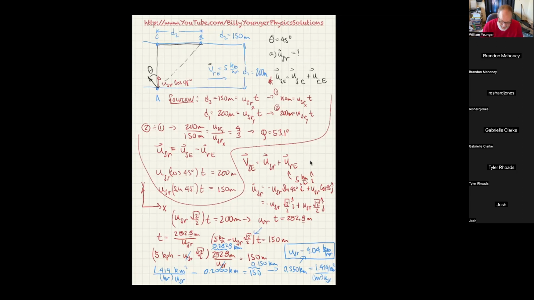Now, at the same time, I needed that same period of time, the time required for me to go the 150 meters from C to B, in other words, parallel to C to B. I needed to cross the river in that same amount of time. So that allowed me to take the USR times the cosine of 45 degrees, which is square root 2 over 2, multiply that by T, and that gives me the 200 meters. And then I solved that one for the y direction. I solved that for T and plugged it in the one for the x direction. And that allowed me to determine what the ultimate speed was. Does that make sense to everyone?